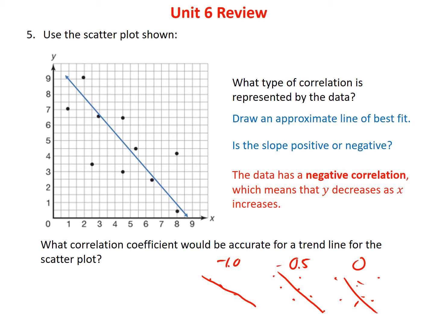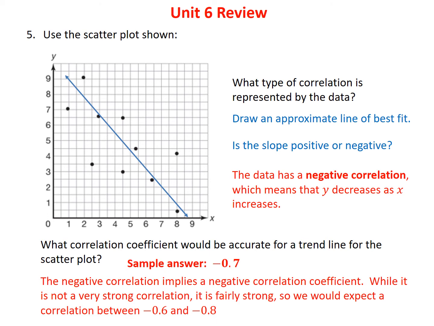So in this case, as I look at that and think, well, it's not a 1 and it's bigger than 0.5, I'm going to estimate that it might be about a negative 0.7. Remember, it's negative because it has negative correlation. I expect it to be bigger than 0.5 and less than 0.9, somewhere in between 0.6 and 0.8. And I put as a sample answer, no exact answer, negative 7/10.